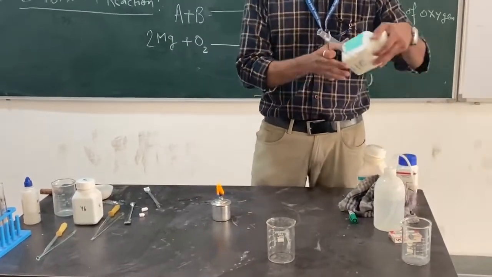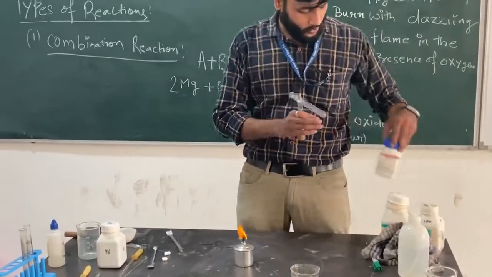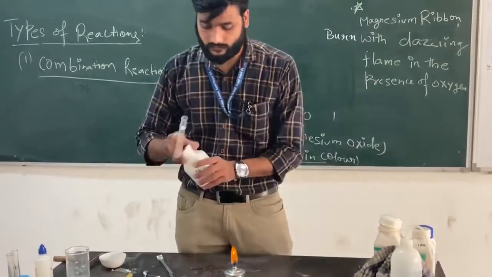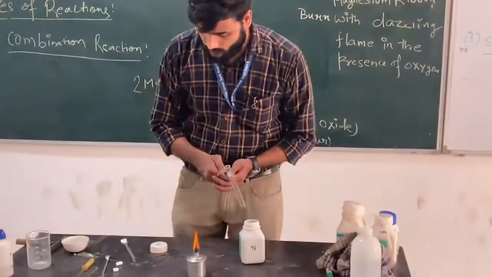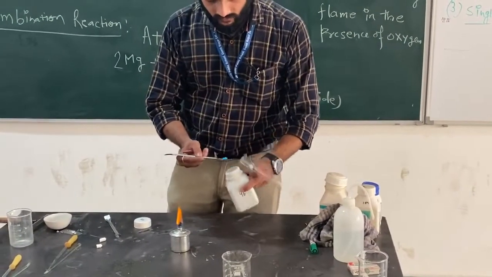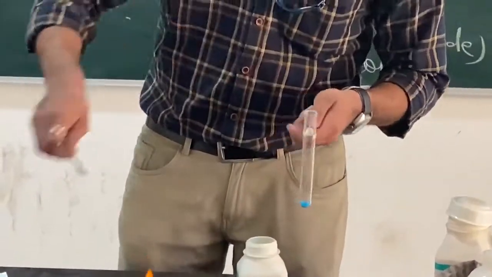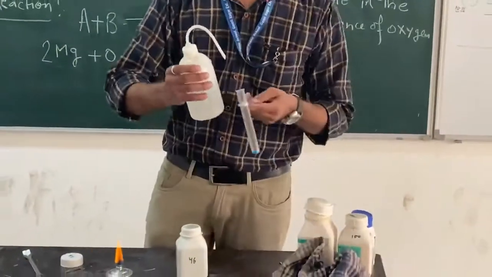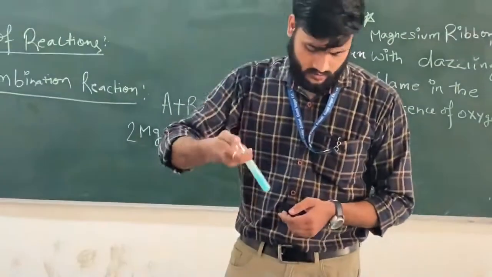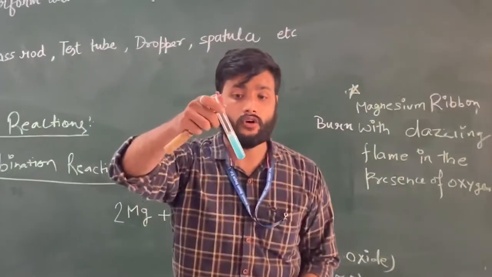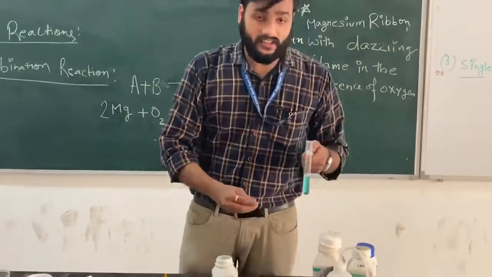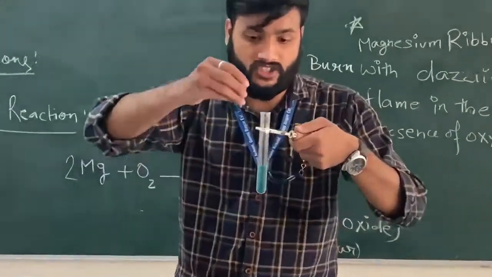Copper sulfate is blue in color. This is the copper sulfate, and I am going to make an aqueous solution of copper sulfate. You can observe here a blue color solution of copper sulfate. Now when I put some zinc granules in the copper sulfate, please observe the change.